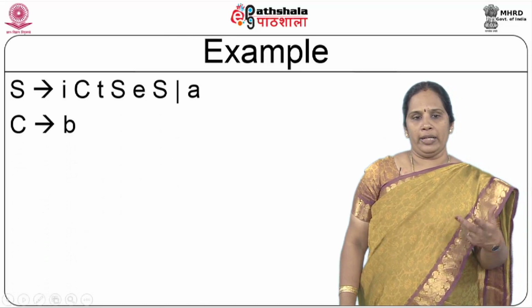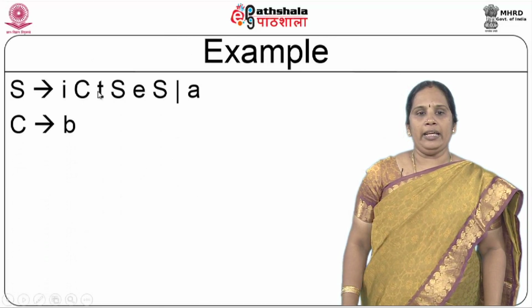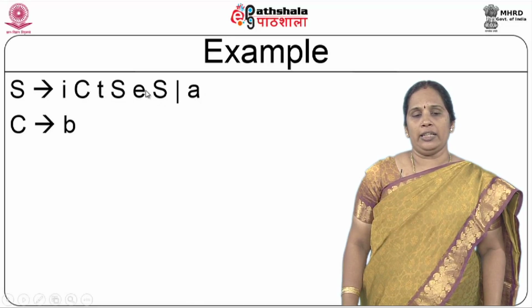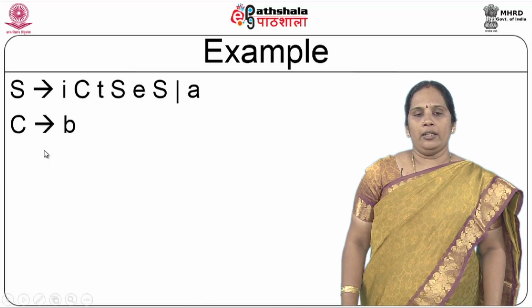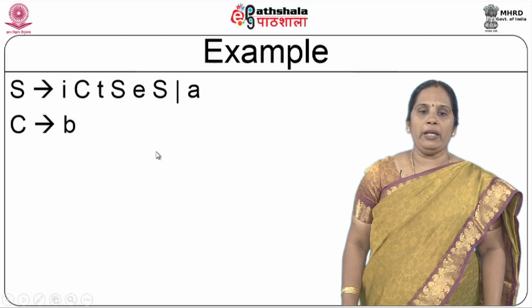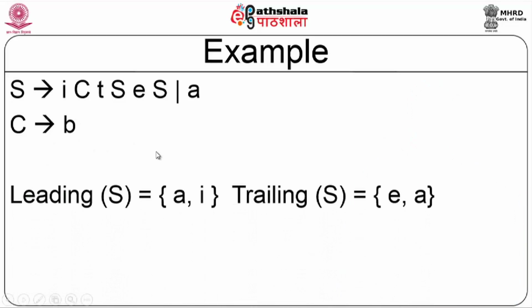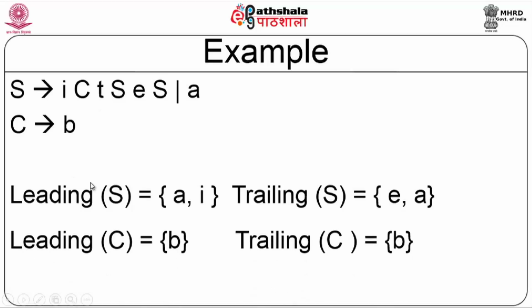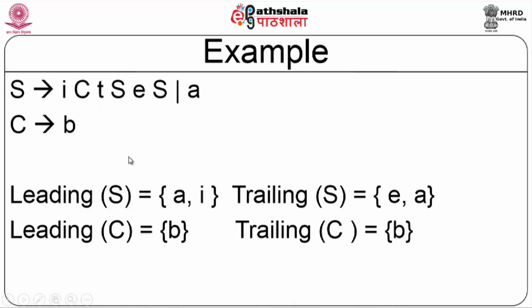So, I have one more example here: S produces i C t S e S or a, and C, the condition, produces b. This grammar can be parsed using an operator precedence parser. I am computing leading of S and trailing of S. Leading of S is i, a, trailing of S is e, a, and leading of C is b, trailing of C is also b.